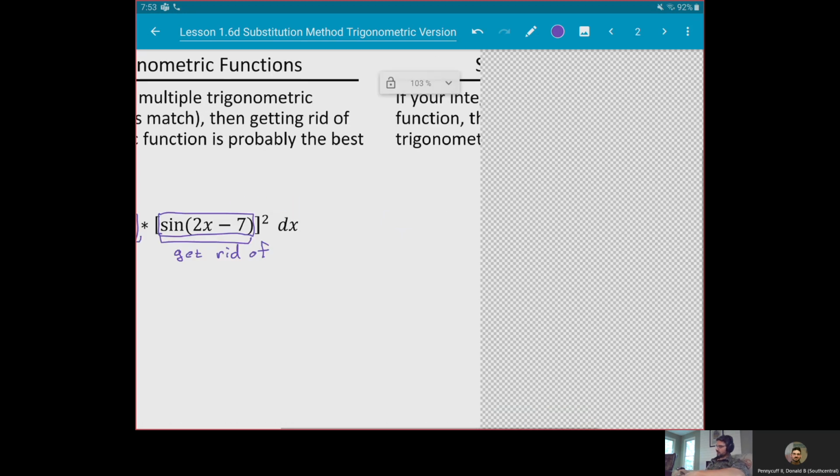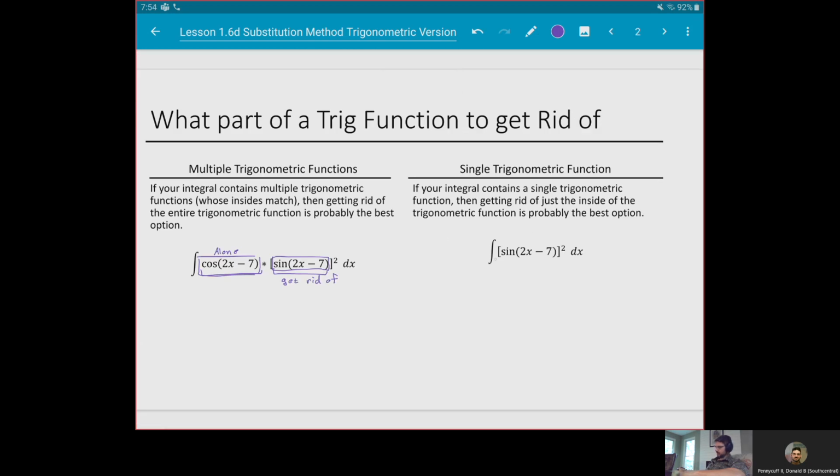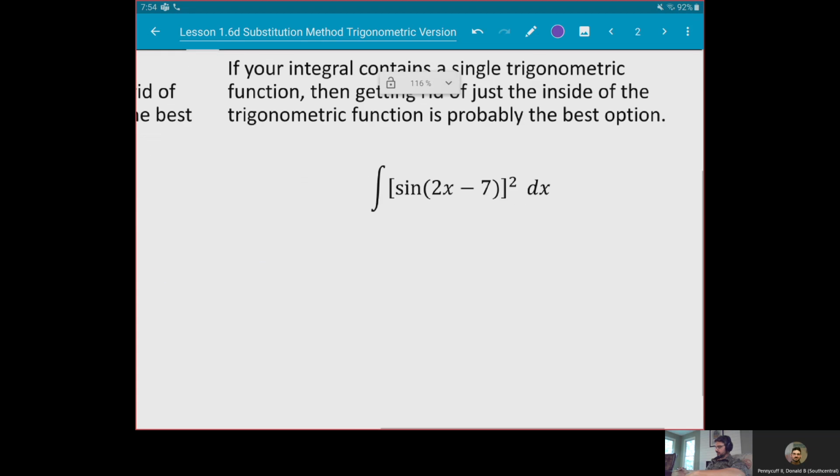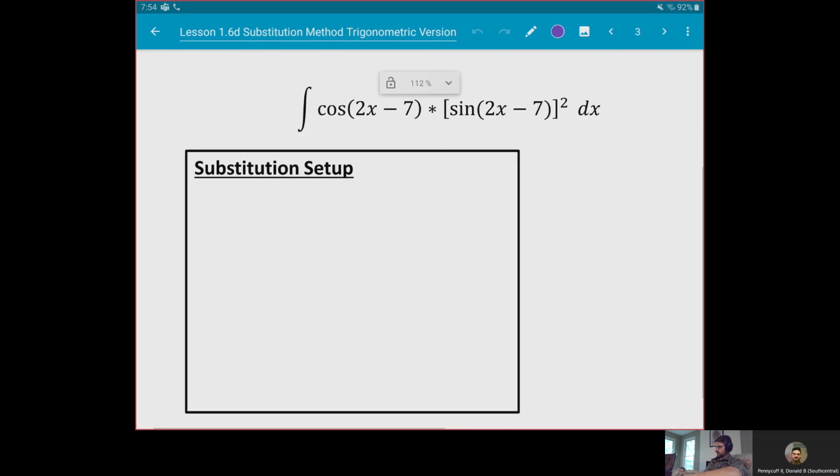That right there is causing me a lot of headache, more so than the cosine that's just hanging out by itself. If I look at this over here, it's the exact same situation that we had before, but I removed the cosine completely. So in this situation, we have one trig function. If you have one trig function, you are just going to use the inside of the trig function, and that is it. No more, no less. So let's work through these. So right here, I have two trig functions. So anytime you have more than one, you are going to get rid of one entire trig function. So I'm going to get rid of this one right here.